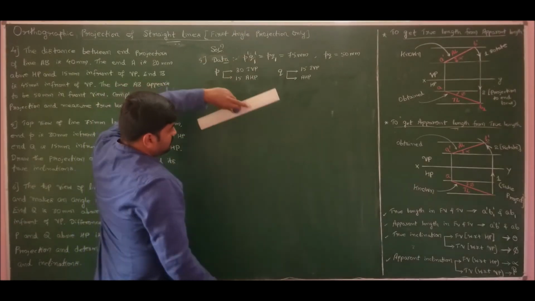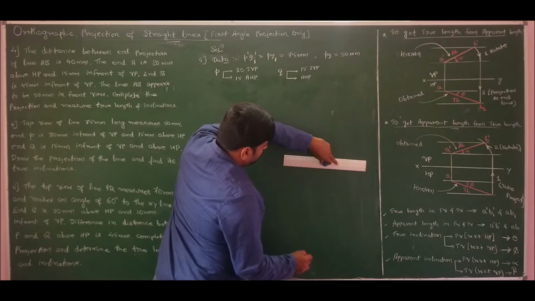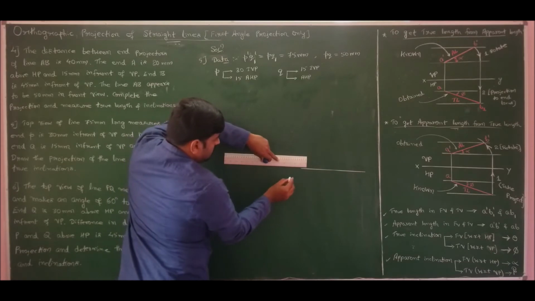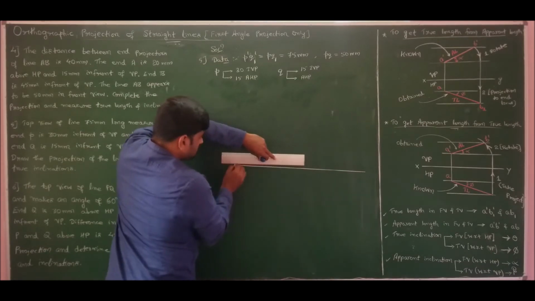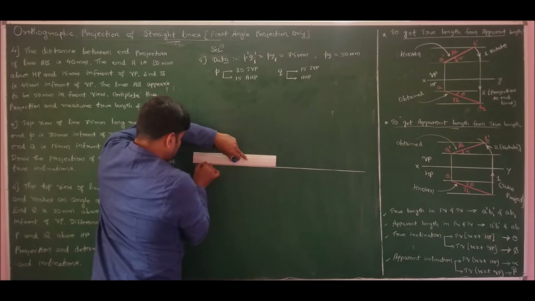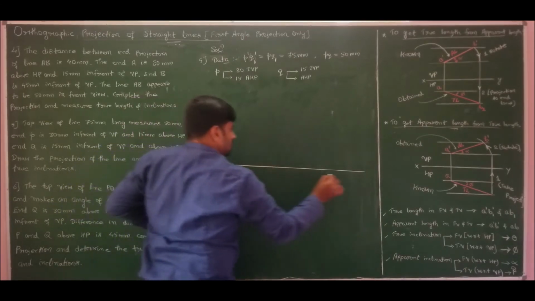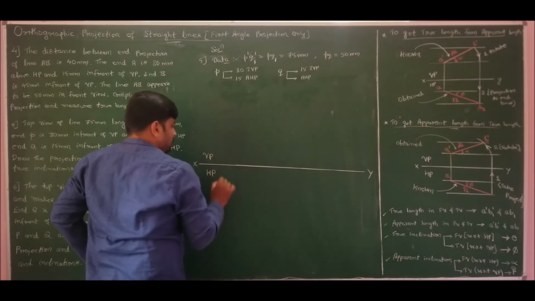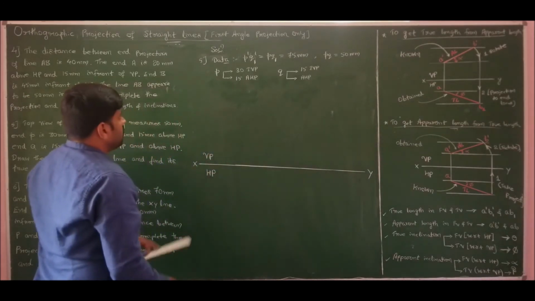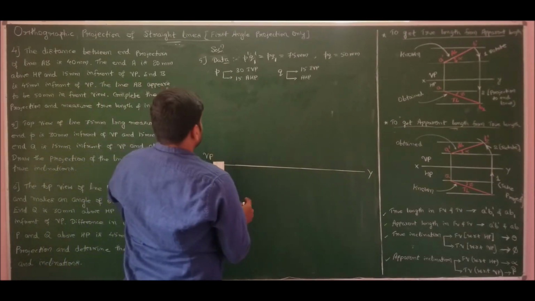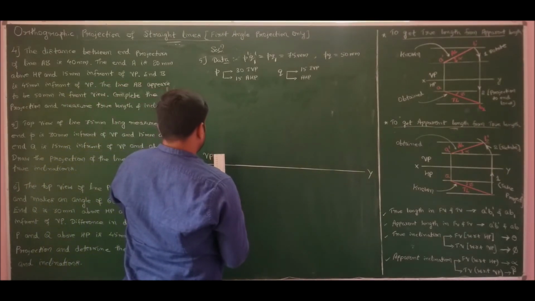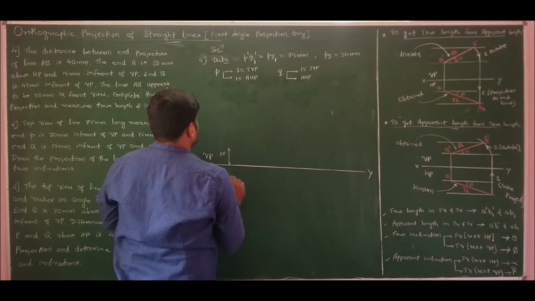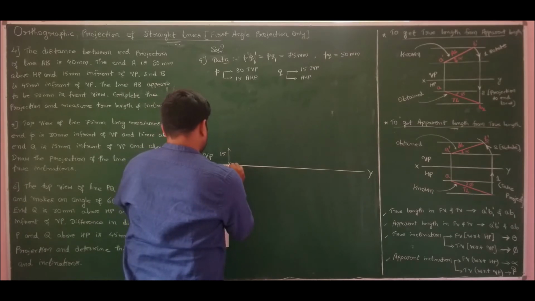Let us solve this problem. Let us write out whatever data is given for us. First, let us draw the reference line, that is the XY line. Having drawn the reference line, we always have VP above and HP below for first angle projection. Now we have locus of P 30 mm in front of VP, 15 mm above HP. So draw 15 mm in VP and 30 mm in HP.